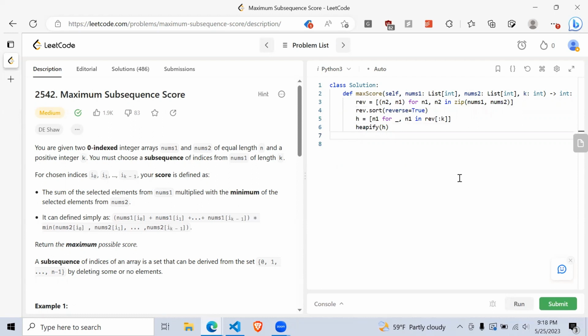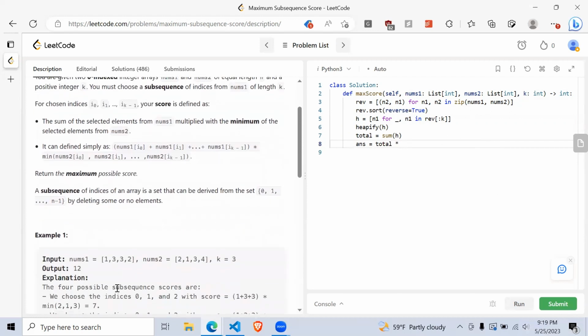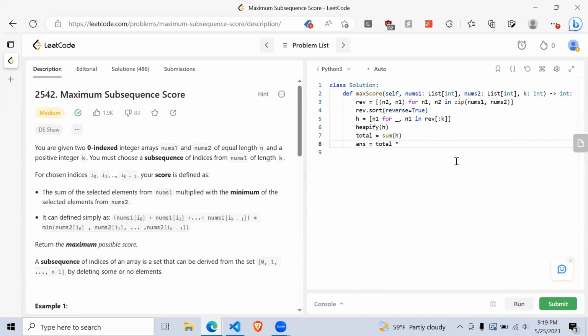Then we can calculate the answer. And to calculate the answer, you first have to find the total, right? And the total, what I mean by total is these numbers added up. So the total would just be the sum of the elements in the heap. And so now that we have the total, our initial answer is going to be this total times the smallest in the subsequence, which, remember, when we first built it, the smallest is just going to be at k because it's in reverse order.